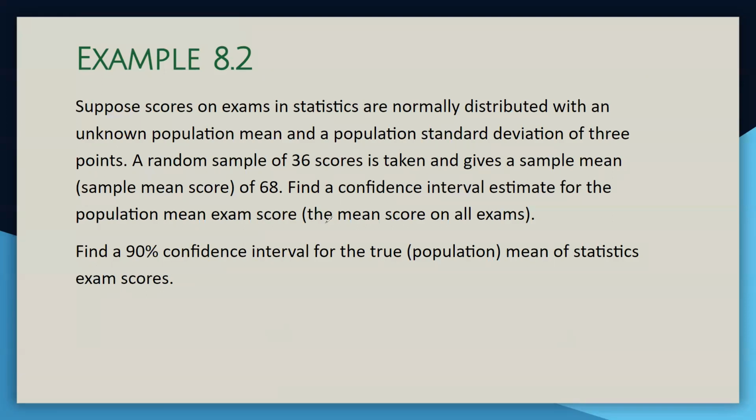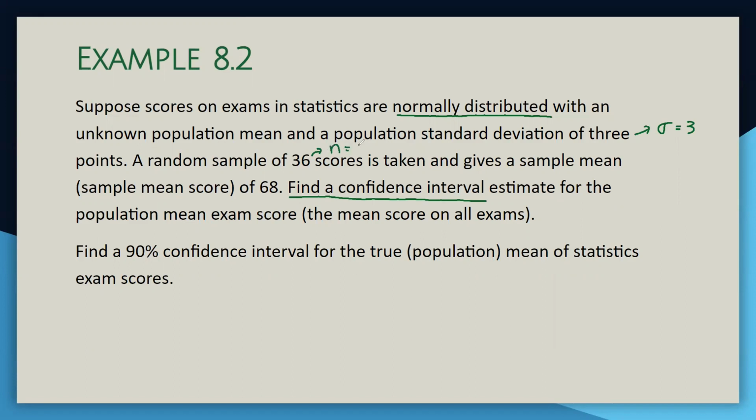So I know I'm being asked for a confidence interval. That was the first thing that I saw, find a confidence interval. So I know that's what my problem's about. And then I'm going to pick through information that I'm given. So I know that these exam scores are normally distributed, which is great. We know the population standard deviation is 3. So sigma equals 3. We also know that we took a random sample of 36 scores.